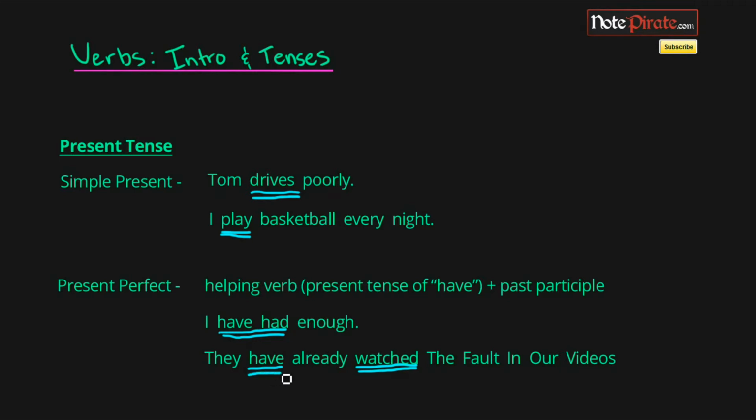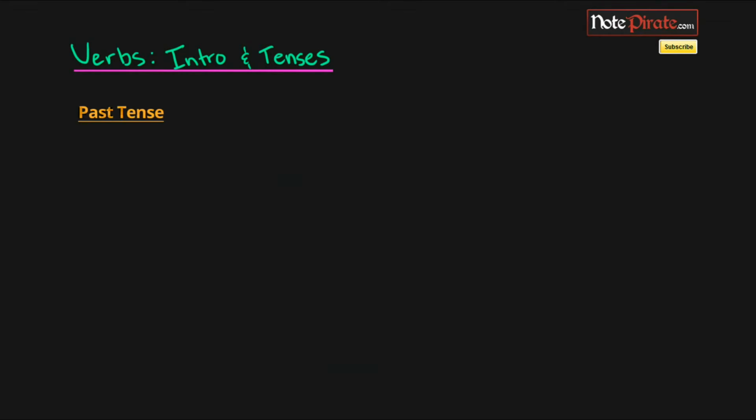Double underline, yeah. And watched is your past participle. Just keep in mind the past participle part, the fact that it joins up with the helping verb to form some of these tenses, but we'll learn more about what exactly participles are and how they're used in our next tutorial. So let's move on to our past tense.